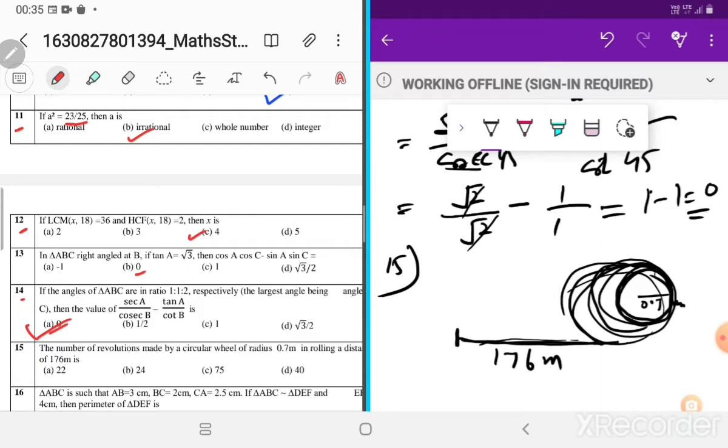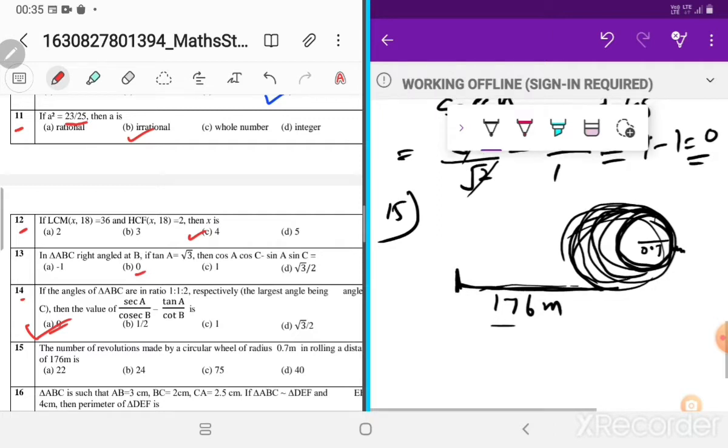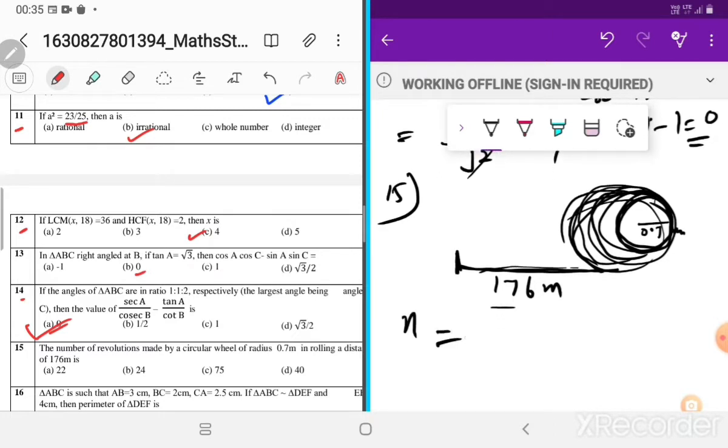This is the distance. So in such type of a question, you have to find the revolutions. Means in how many circles it covered the distance up to here. That number of revolutions you have to find. Revolutions means how many times the wheel rotated, so that it covers a distance of 176. That number of revolutions we have to find.